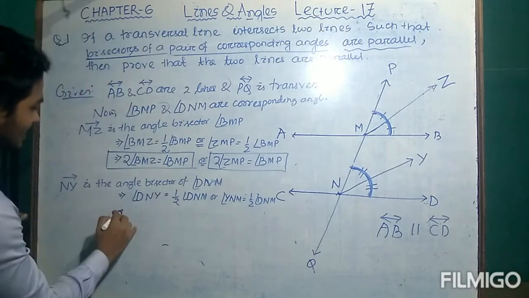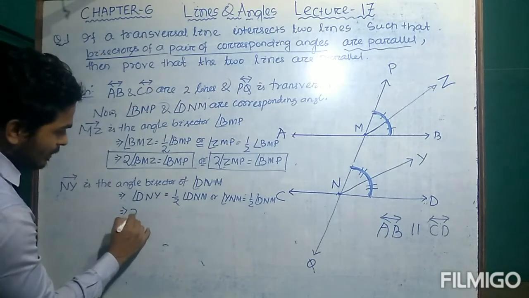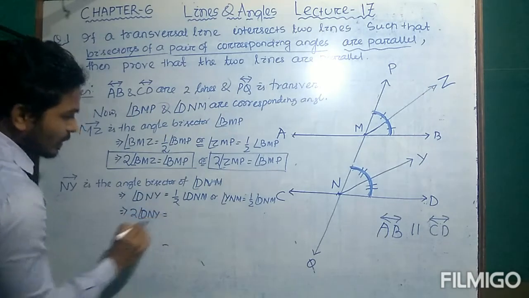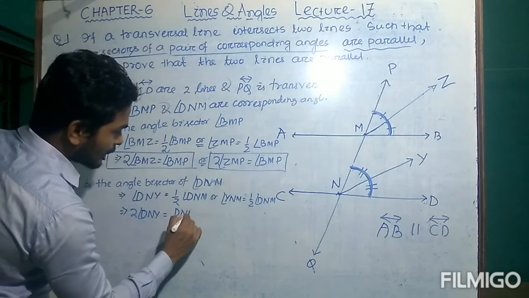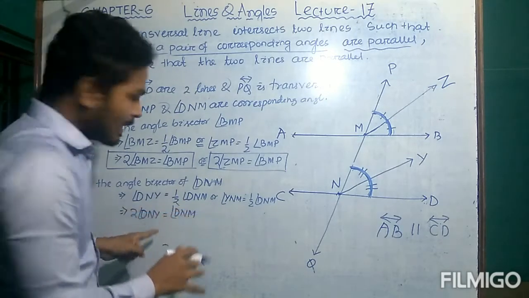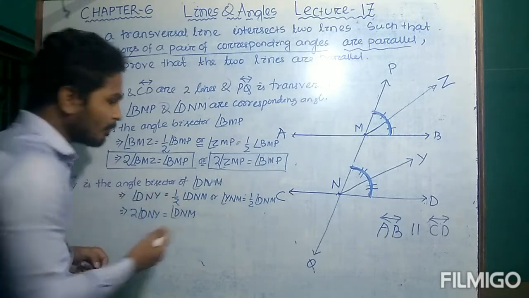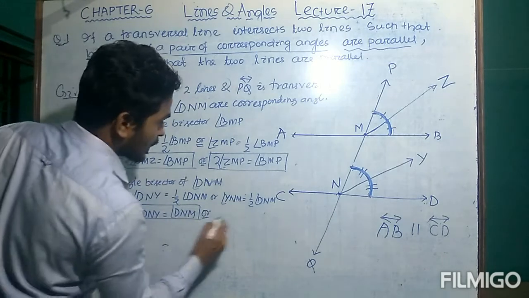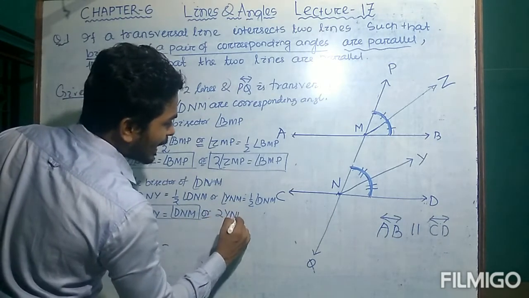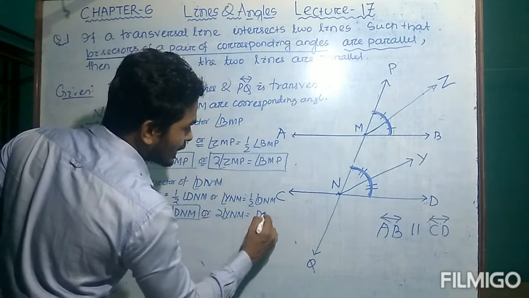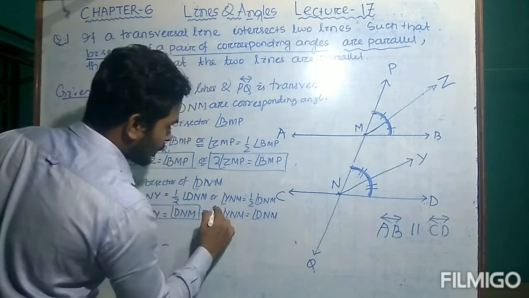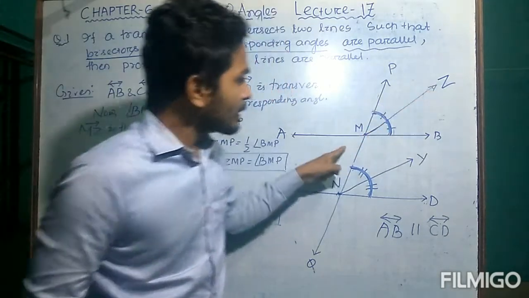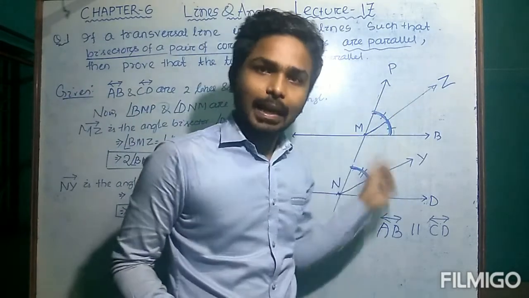Okay? So next, you can cross multiply so that you will get 2 times DNY is equal to DNM. Actually, it is not needed to cross multiply, but you can do it. Or 2 times YNM is equal to DNM. So these two conditions we get by the angle bisectors MZ and NY.